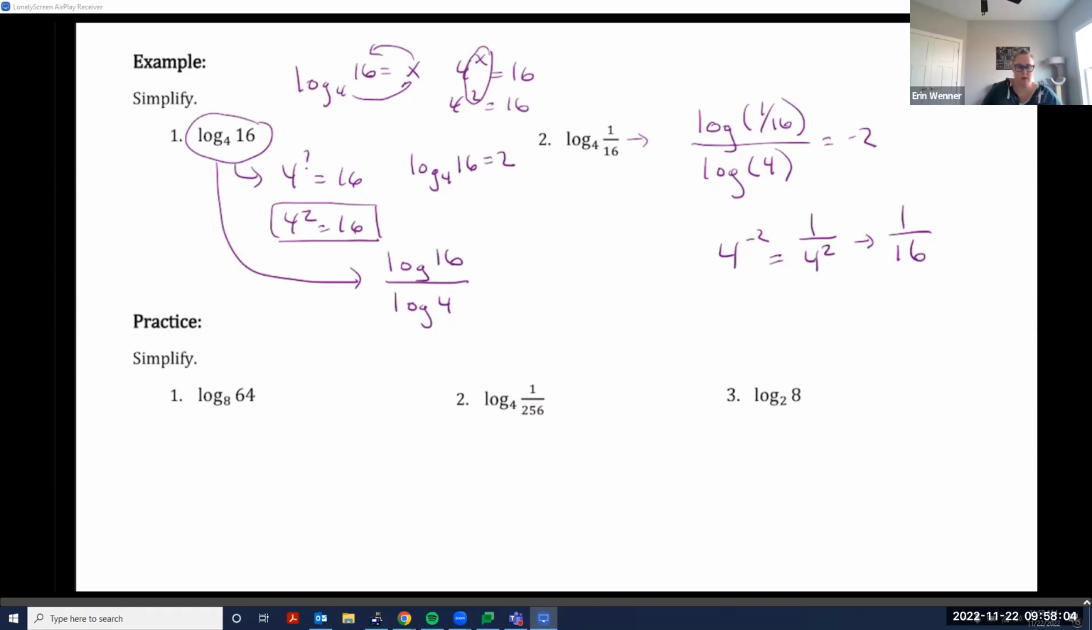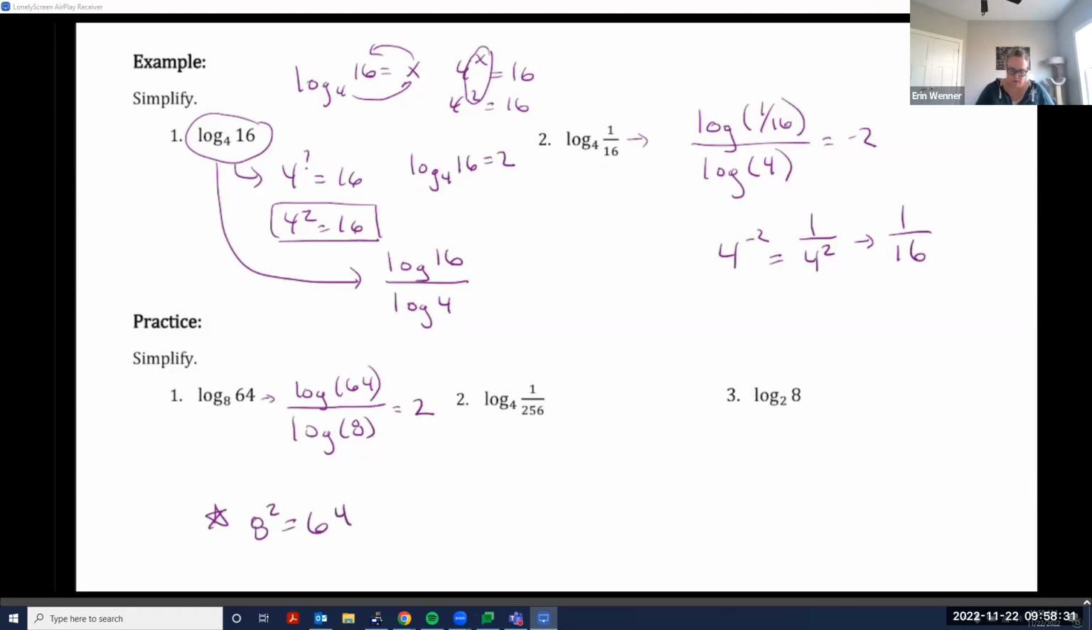Okay, so if we look at number 1, we want to put this into our calculator. We're going to do log of 64 divided by log of 8. And we're going to get 2. And again, the reason why is that 8 squared equals 64, because again, doing log base 8 of 64 is saying 8 to what power is 64.